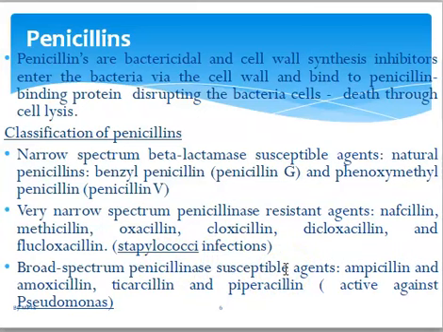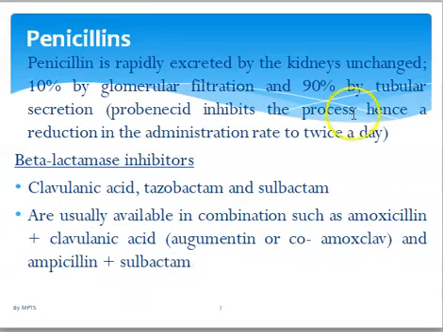The other one is the examples of broad spectrum. We have Ampiclox, amoxicillin, ticarcillin, all those. Ticarcillin, piperacillin, these are important in Pseudomonas infections. Now, of course, penicillins are given orally and rapidly excreted via the kidneys.